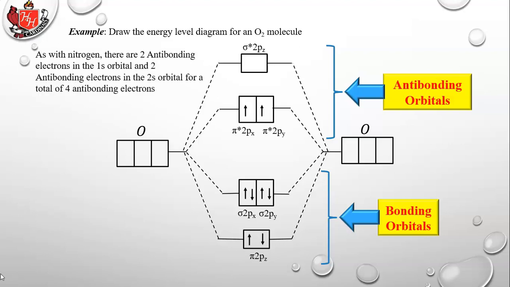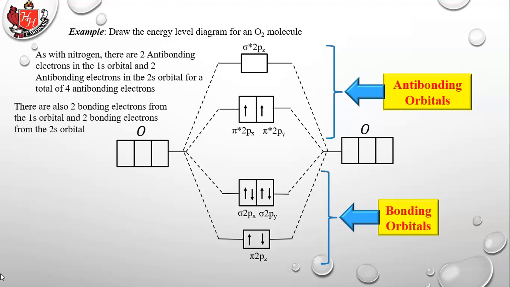So as with nitrogen, there are two antibonding electrons in the 1s orbital and two antibonding electrons in the 2s orbital, for a total of 4 antibonding electrons. Again, you don't see that on the screen here. That's the previous slide. There are also 2 bonding electrons from the 1s and 2 bonding electrons from the 2s orbital. Again, you have 4 and 4, so those even out.